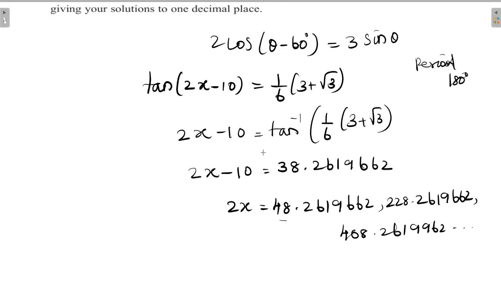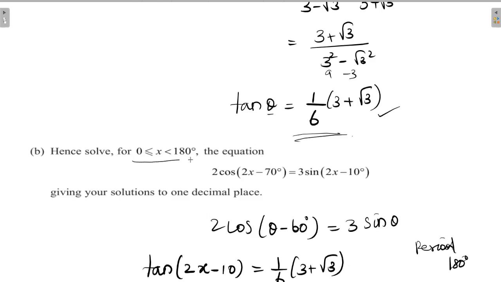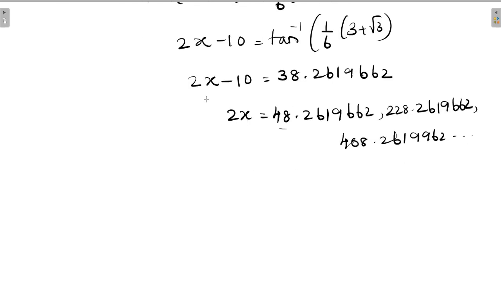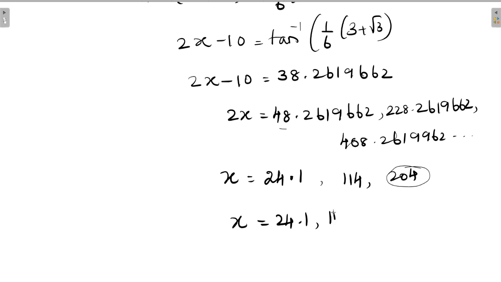But we need to find the angles between 0 and 180. To find the value of x, we divide each angle by 2 and write the angle to 3 significant figures. The first angle is 24.1, the second angle is 114, and the third angle is 204. This is more than 180. So the possible values of x are 24.1 and 114 degrees.